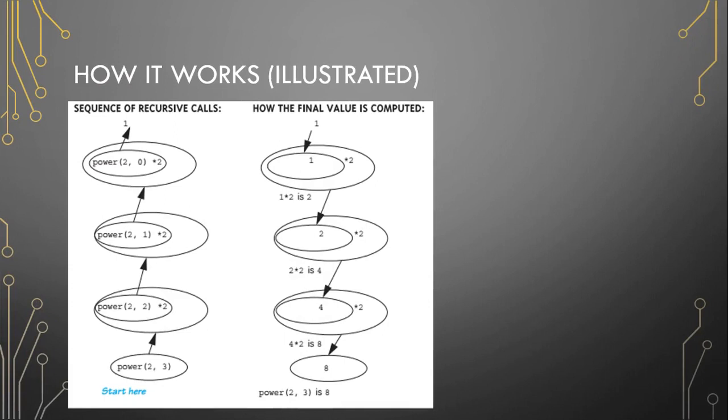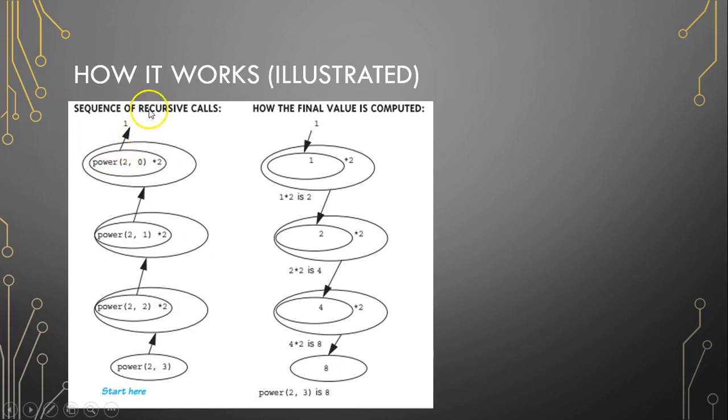So, if you want to have a little bit more understanding of how this might work, here's a quick illustration. So we're starting right here. We have our power of 2, comma 3. Then what it does is it breaks it down into power 2, comma 2 times 2, breaks that down into power 2, comma 1 times 2, and breaks that down into power 2, comma 0 times 2, which of course is 1.